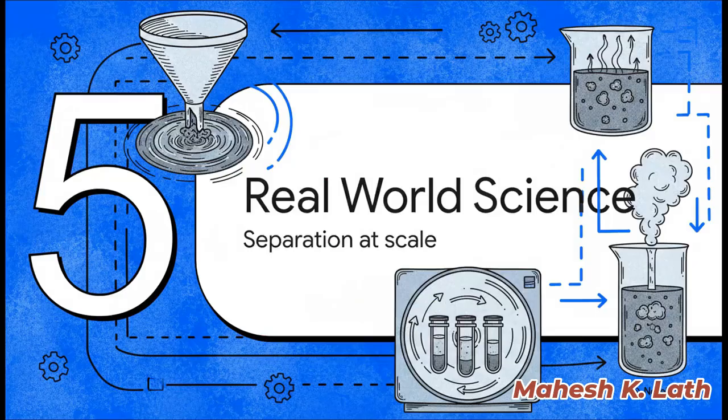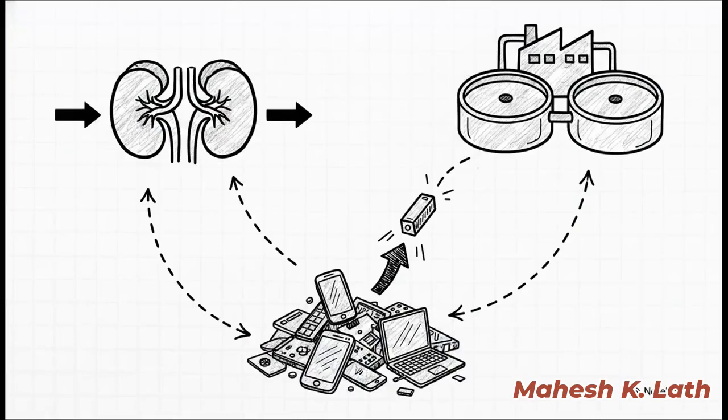Let's move on and see how this all builds up. Section 5, Science in the Real World. Separation at a massive scale. All the lab tricks we've been talking about today, the funnels, the sublimation, the spinning, the clumping, they aren't just academic exercises for a chemistry textbook. They operate on massive, life-sustaining scales all around us.